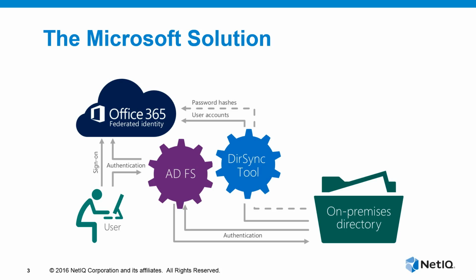For this to work, the user account already has to exist within Office 365 with the correct licenses, and the provisioning of the account is something that's handled by the DirSync tool. So DirSync enables the synchronization of user accounts and passwords from an on-prem directory to the Office 365 cloud.